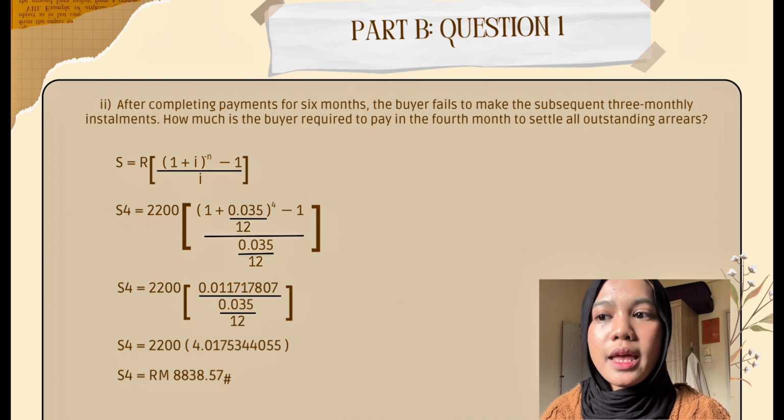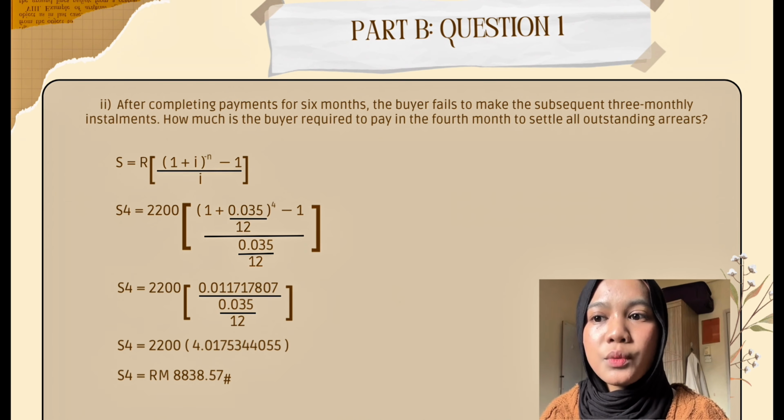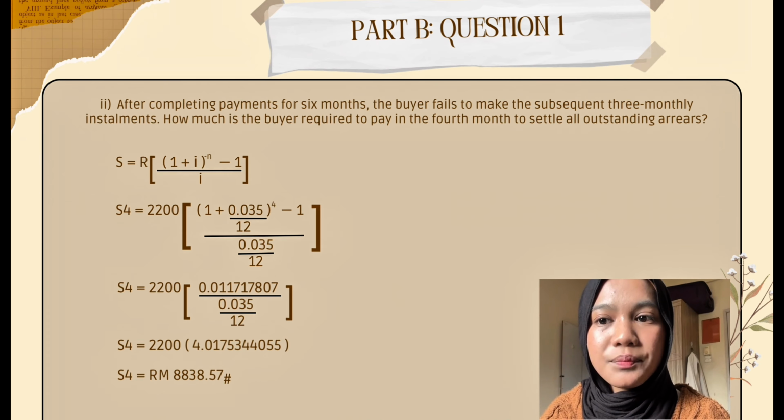Substitute the values. S equals 2,200 multiplied by the expression 1.00291667 raised to the power of 4 minus 1, all divided by 0.00291667. After calculation, S equals 8,838 ringgit and 57 cents. The buyer must pay 8,838 ringgit and 57 cents in the 4th month to settle all arrears.